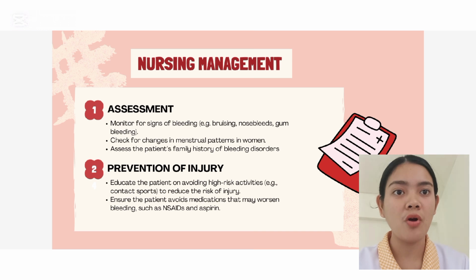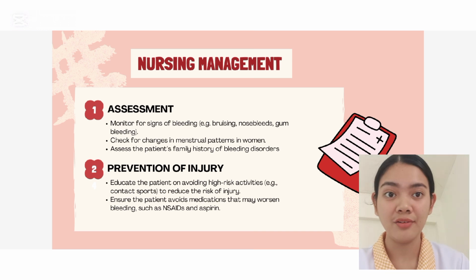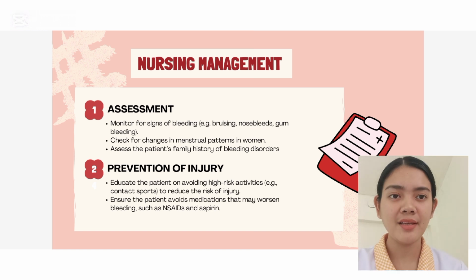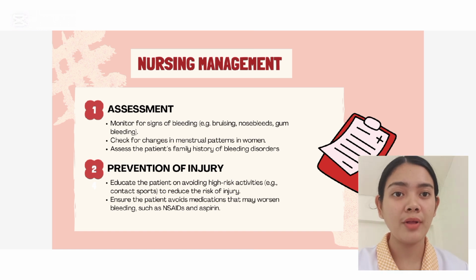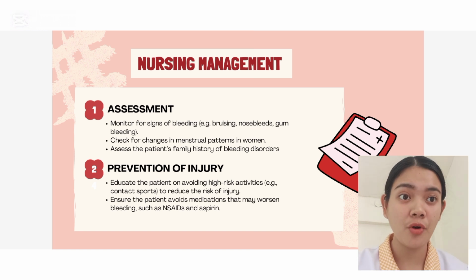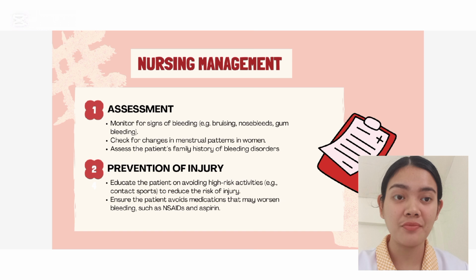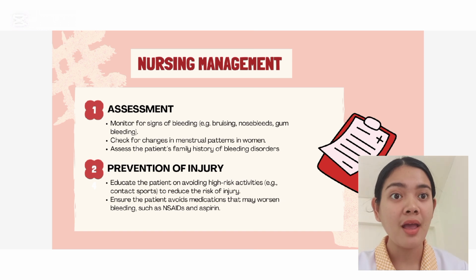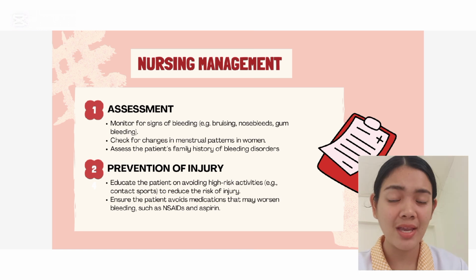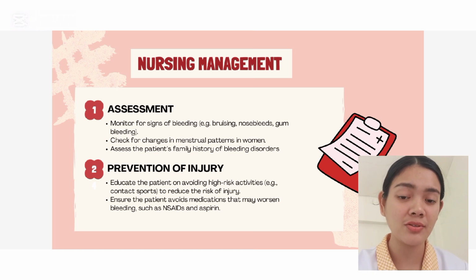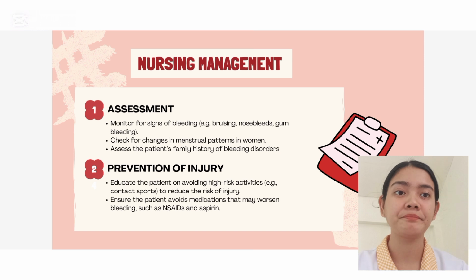And then we are going, of course, to assess the patient's family history of bleeding disorders. Okay, second is the prevention of injury. So, of course, we will have to educate the patient on avoiding high risk activities like contact sports to reduce the risk of injury. And then we are going to ensure the patient avoids medications that may worsen bleeding, such as NSAIDs and aspirin, or medications that are blood thinning.